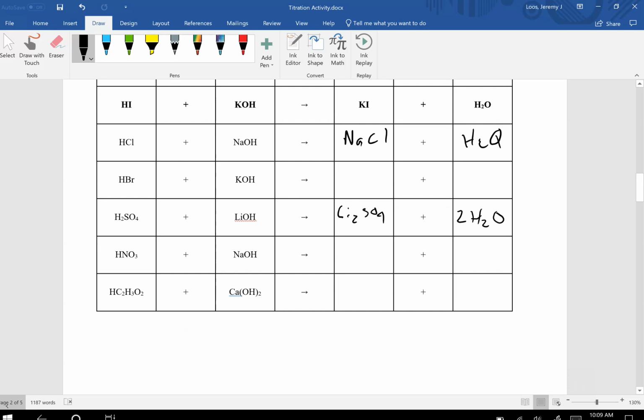This one, just to help you out, that's acetate. So you've got this hydrogen, and then these hydroxides, they're going to form the water, and then we have the acetate polyatomic ion. All of them except for this one and the last one are going to react in a 1-to-1 ratio.